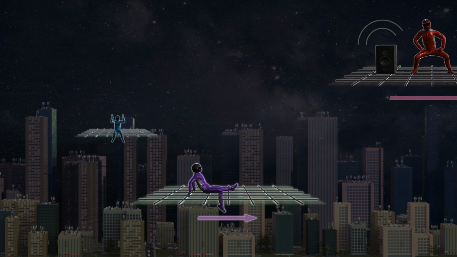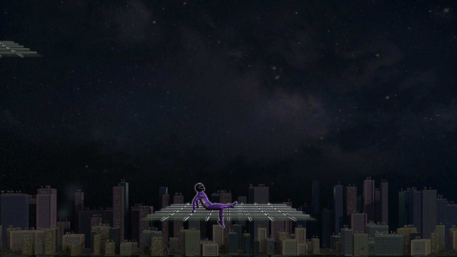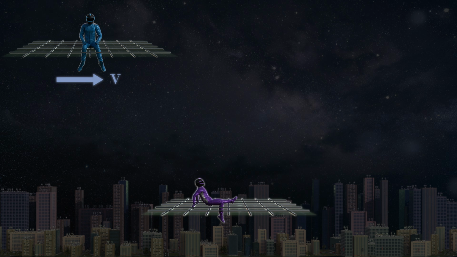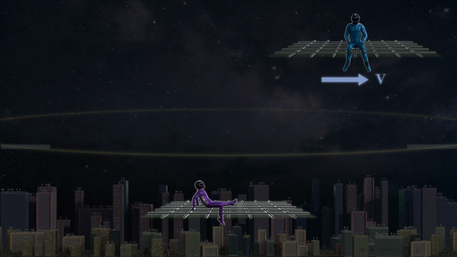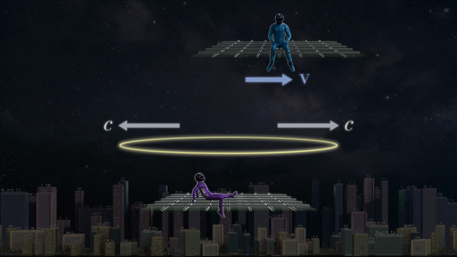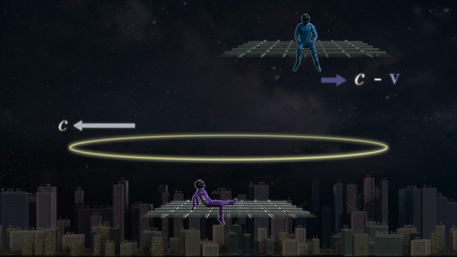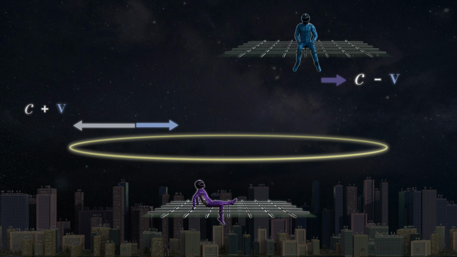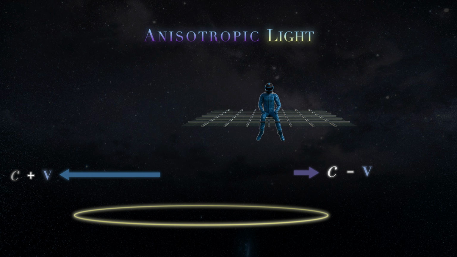This contrasts starkly with the classical picture, wherein for two observers in motion with respect to one another, you'd expect that if one observer measures light to travel isotropically at speed c in their frame, the other observer should measure light in their frame as traveling at c minus v in one direction and c plus v in the opposite direction, thus observing what's termed anisotropic light behavior.